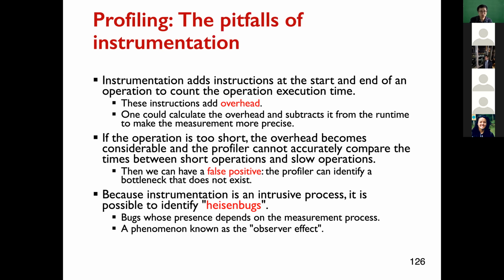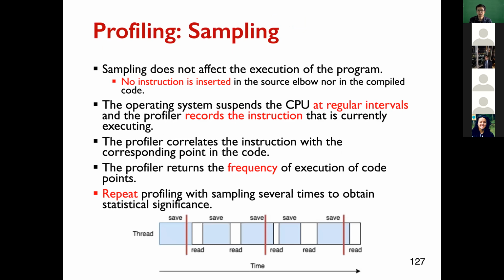This is about instrumentation, right? We add extra instructions. It's an internal measurement. The second type is sampling. What is sampling? We don't add extra instructions to the program. So sampling doesn't affect the execution of the program, right?